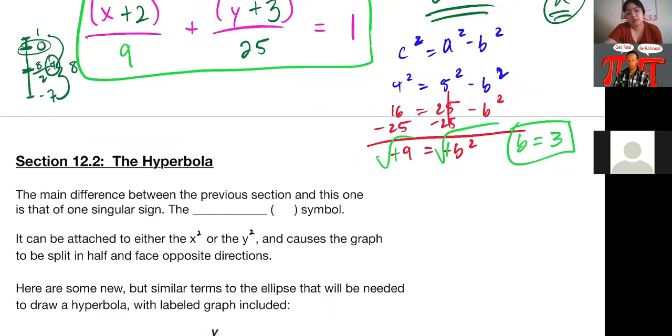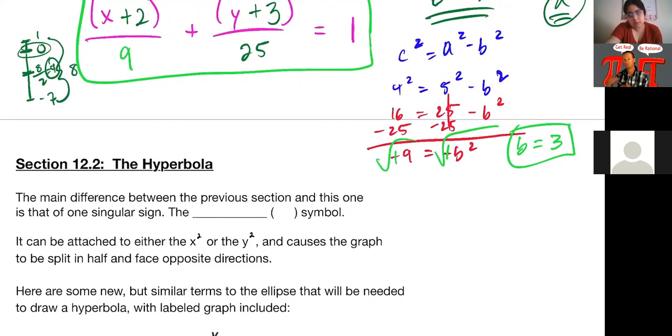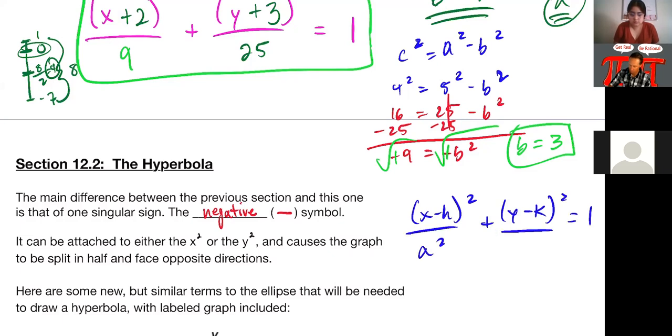So here's the good news. The next section is almost identical with a few little caveats. Okay? So I put here the main difference between that section that we just went over and this one is one singular sign. The negative or subtraction symbol. That is the main difference. So if we have everything that we had in the previous, which was our x minus h squared plus our y minus k squared all equals 1, over whether the a and the b are flip-flopped or whatever, you guys ready for the big change? Because here it is. There it is. That's it.